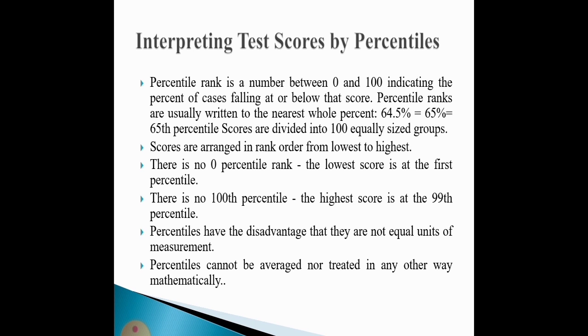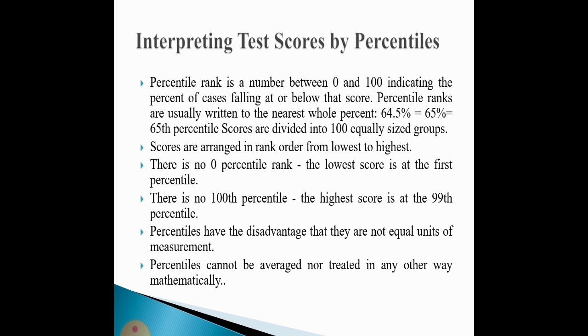Percentile ranks are usually written to the nearest whole percentage, 64.5% to 65%, the 65th percentile. Scores are divided into 100 equal sized groups. Scores are ranked in order from lowest to highest. There is no 0 percentile rank. The lowest score is at the first percentile. There is no 100th percentile. The highest score is at the 99th percentile.